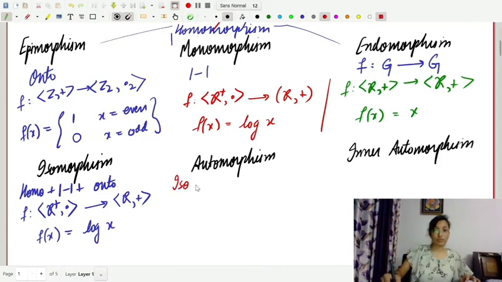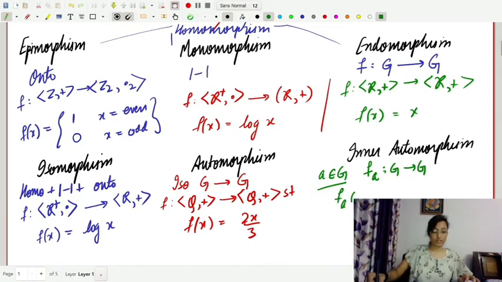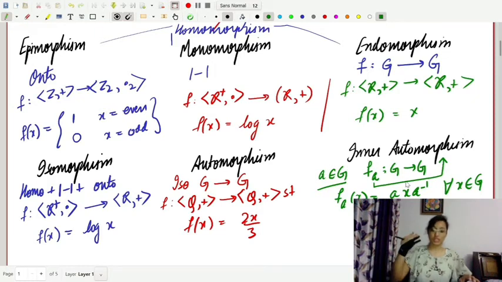Automorphism is an isomorphism from G to G. To see an example: f from rationals under addition to rationals under addition such that f of x is equal to 2x by 3. Now what are inner automorphisms basically? If a belongs to G, then the map f_a from G to G, where f_a of x is a x a inverse for all x belonging to G, is called the inner automorphism of G determined by a.